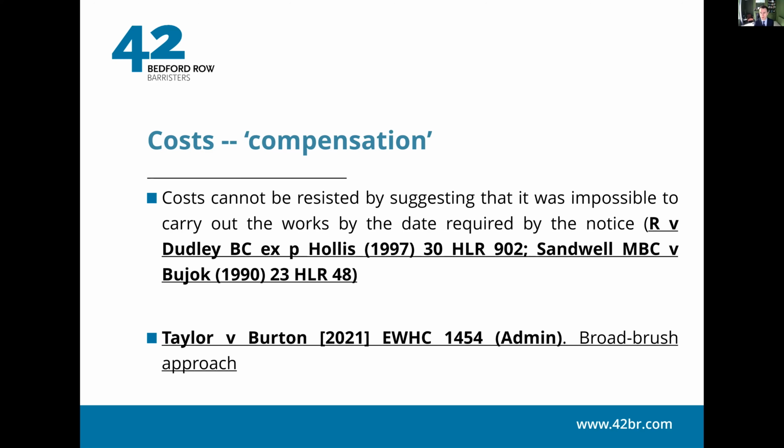A couple of points to note here. I've already discussed the requirement of the abatement notice, and in these types of statutory nuisance prosecutions, the 21-day requirement. Costs can't be resisted by suggesting that it was impossible to carry out the works by the date required by the notice. And very recently, it was stated, in fact, it was repeated, that the assessment is broad brush. Subsection 12 is the power that the magistrates have to order the compensation, or the cost, if you like. That is the basis of the assessment, and it's a broad brush approach.